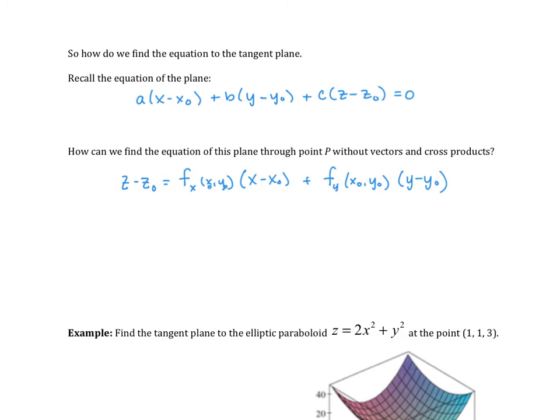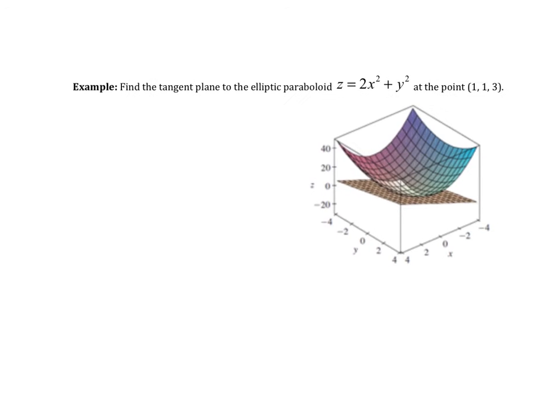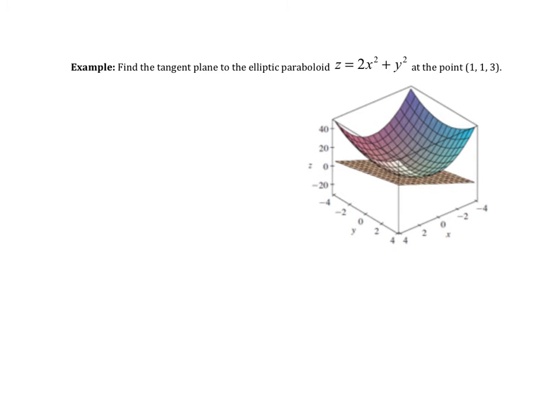Let's look at an example. Let's find the tangent plane to the elliptic paraboloid z equals 2x squared plus y squared at the point 1, 1, 3. In order to do this, the first thing we need to check is that it's actually differentiable at that point. So we need to check that both of our partial derivatives exist. And the beauty of checking that is that then we have the partial derivatives, so it makes it easier to substitute into the formula.